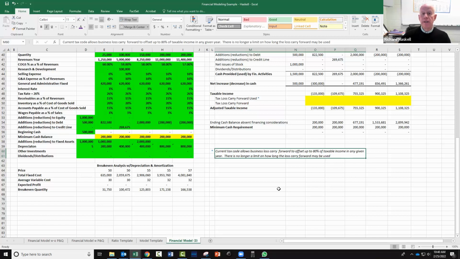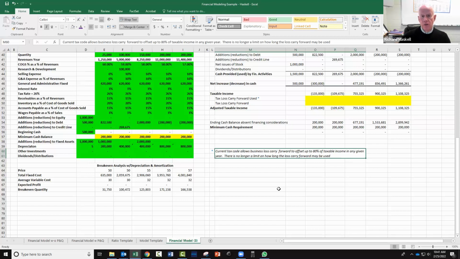But now let's assume that in the following year the business has a $100,000 net income or gain. Well, it can only use an amount of the loss carry forward equal to as much as 80% of the gain. So you could use $80,000 of the now $200,000 loss carry forward that we have amassed. So now that's going to reduce the taxable income to $20,000, and it's going to reduce the loss carry forward by the $80,000 to $120,000.